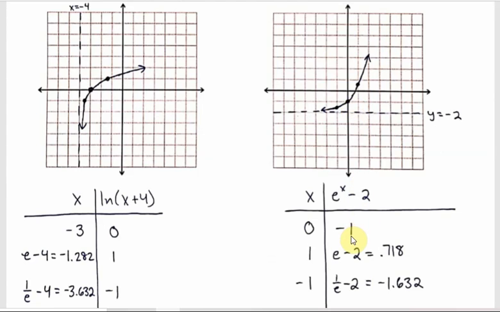That's now (0, -1). It would have the point (1, e), but now if that's shifted down 2, you get e minus 2 for the y coordinate, which is about 0.718. And then instead of 1 over e, you get 1 over e minus 2, which is -1.632. And then same shape as the graph of y equals e to the x, or y equals 2 to the x, right? Anything where it's an exponential function where the base is greater than 1, they all kind of have the same shape. But then just shifted down 2 because we had e to the x minus 2.